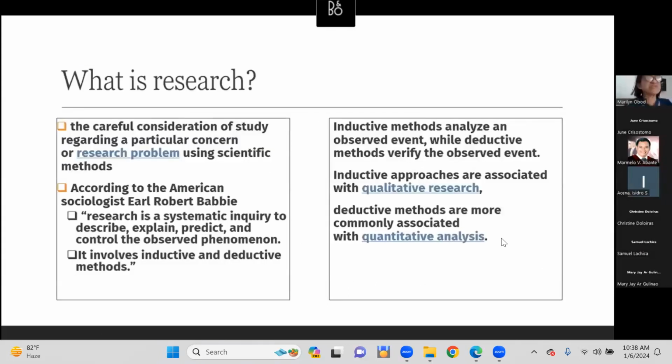So, in thesis, we are doing a research. So, what is a research? Careful consideration of study regarding particular concern. And that particular concern is what we call research problem. And we will consider that we will use scientific method in studying that. And according to Earl Robert Pavey, okay, research is a systematic inquiry to describe, explain, predict, and control the observation, and it involves inductive and deductive methods.